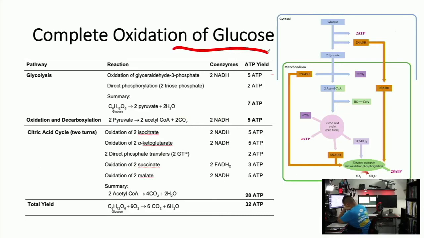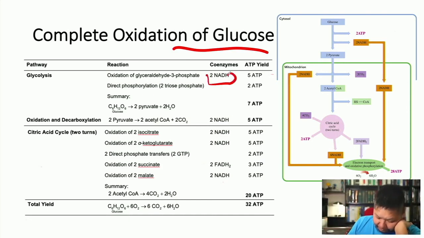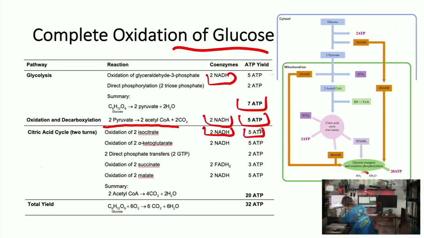Remember we talked about this before in a previous slide, but from glycolysis we get 2 NADHs, right? And we get 7 ATPs, right? And then in pyruvate dehydrogenase, which is this line right here, we get 2 more NADHs and 5 ATPs, okay? Then in the citric acid cycle, this has every enzyme that produces something. Isocitrate dehydrogenase gives us 2 NADHs plus 5 ATPs. Alpha ketoglutarate gives us 2 NADHs and another 5 ATPs.